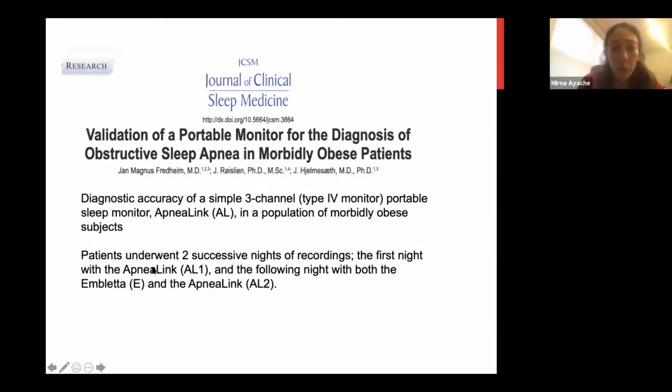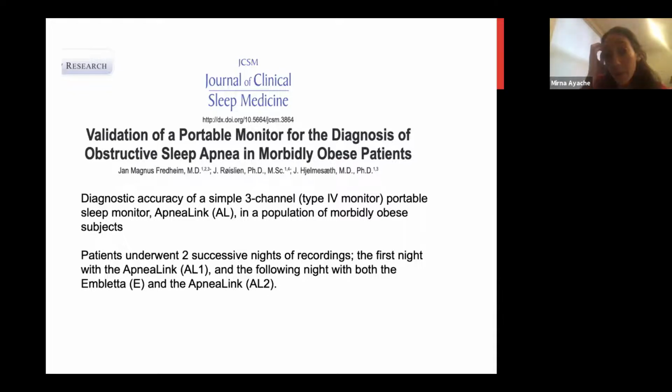I'm just going to mention a little bit about other portable monitors. The ApneaLink, for example, we use the ApneaLink at Metro Health. It is also a type 4 monitor because it has 3 channels. The minimum for a level 3 is 4 channels. So this is a type 4.